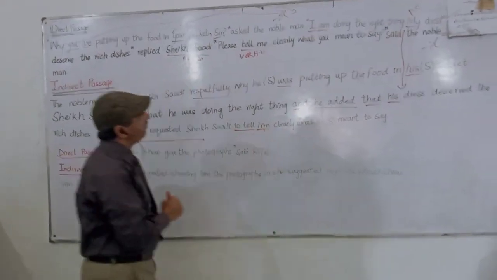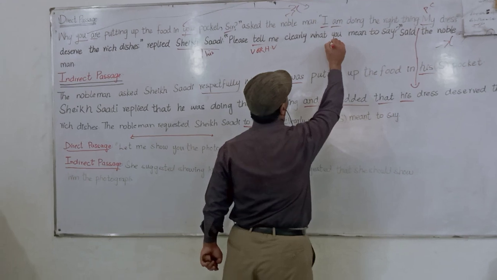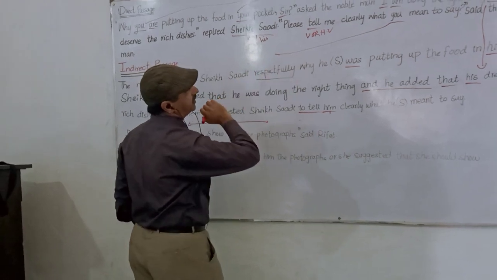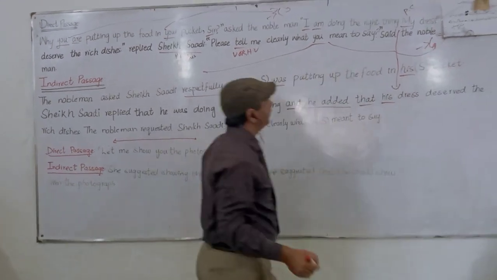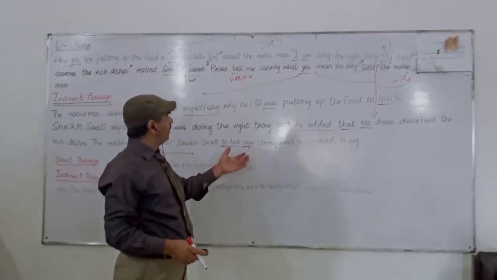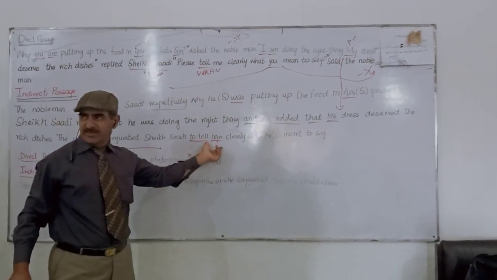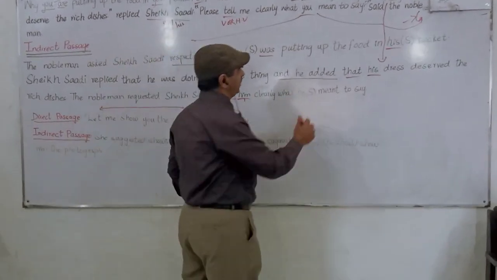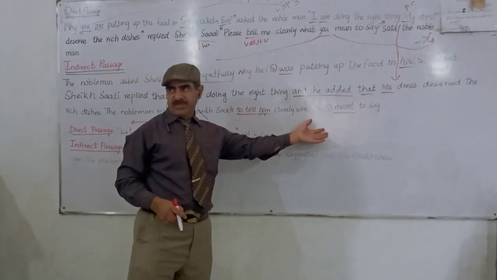This "him" came from Sheikh Sadi. Then "clearly," and "you" will be changed according to Sheikh Sadi. Sheikh Sadi means he, and the objective case of he is him. That's the reason it's "him" over here. Are you getting my point? To tell him clearly what he meant to say. The second form of mean is meant.